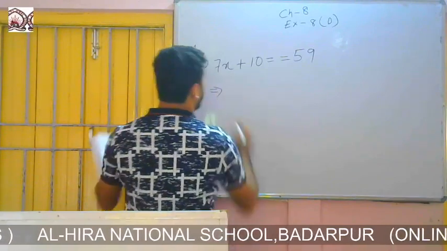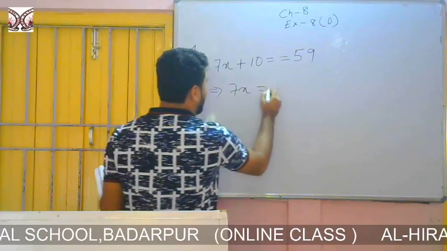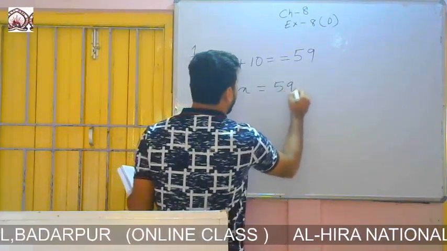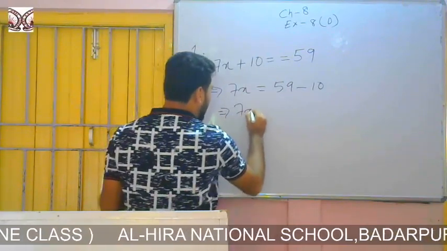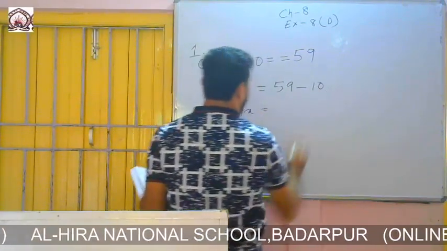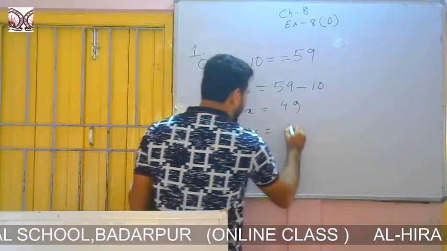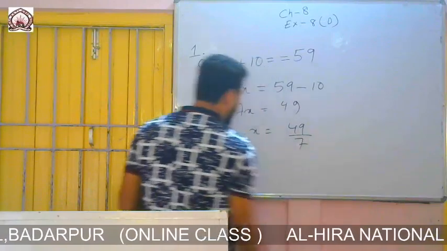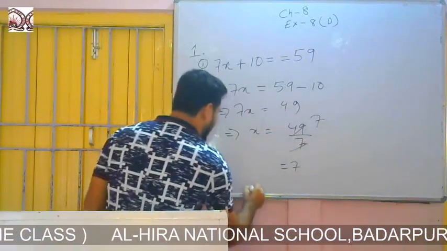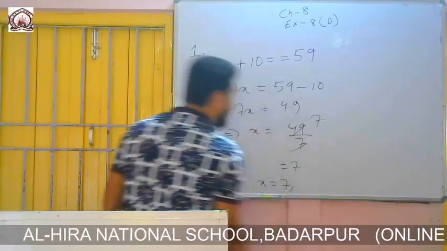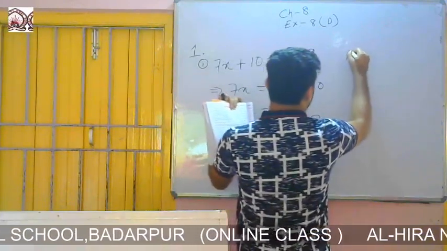So you see how to solve. You just transpose 10 to the right side by changing the sign, then you will get 59 minus 10, that is 49. Then 49 by 7. 7 7s are 49. Then x equals 7.